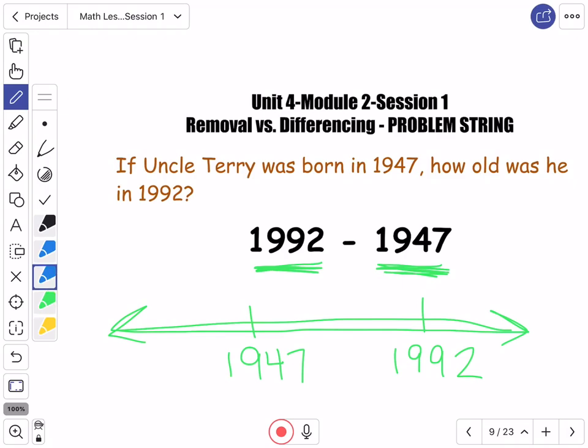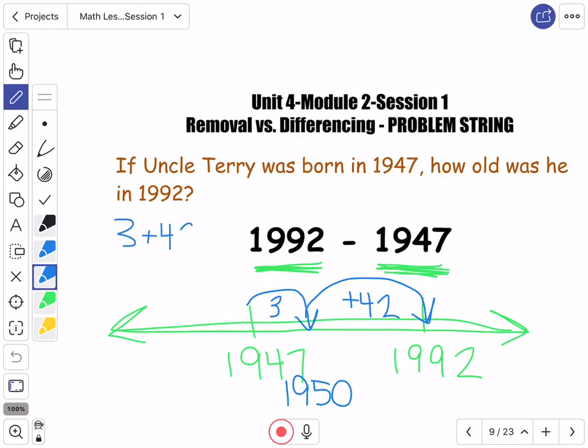Now, if I think about it, I want to jump from 1947 to 1992, and I'm going to switch colors here. If I jump just a little bit to 1950, I will have jumped 3 spaces. Now it's easier to get to 1992 from here, because I know that from 50 to 92 it's 42 more spaces. So if I jump 42, I will figure out that 3 plus the 42 other spaces that I jumped is 45, okay? So you should have gotten 45.